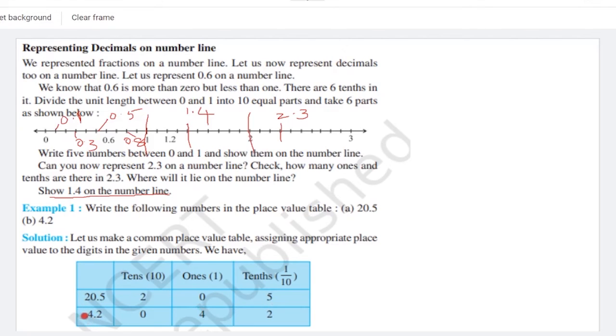4.2, there are no tens, so there you have nothing to write. So you write 0. Then 4 ones will be 4. This is 0.2, so you write that in the tenths position.